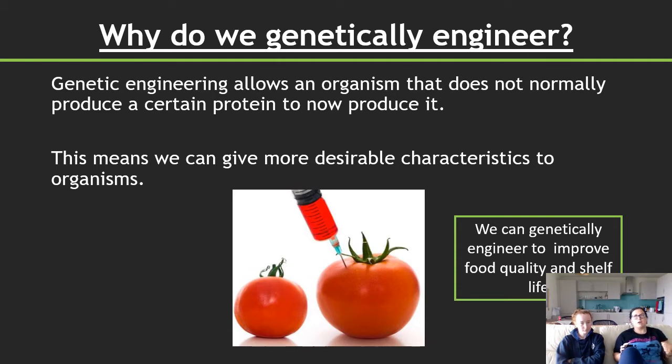So looking at this example with the tomatoes, maybe we find another plant that has got a really obvious growth gene, okay? And we can isolate this gene, and that's the one that says grow big. And we can take that gene and put it into tomatoes, and then that tomato can make the protein that says grow big. And what we get out of that is bigger tomatoes.